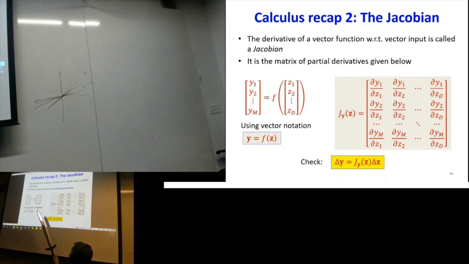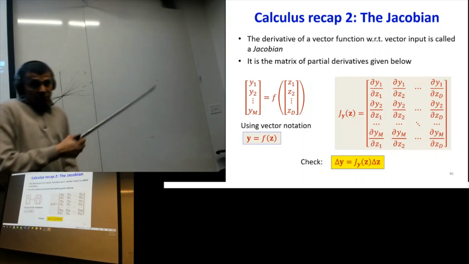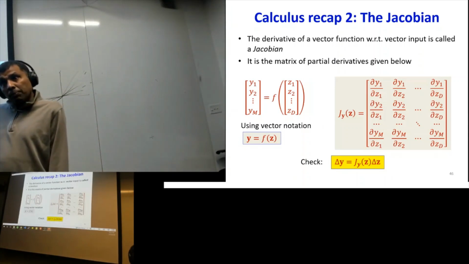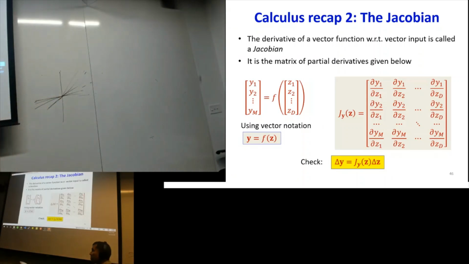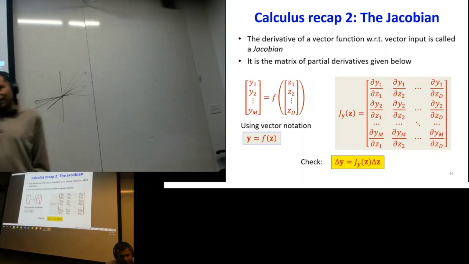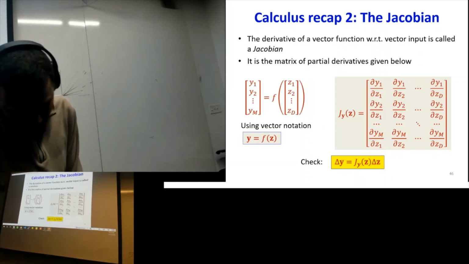What you'll observe is this first row is simply the derivative of y1 with respect to z's. Remember, y1 is itself locally, every component of y is a function of a vector. And so the derivative of a scalar with respect to a vector is going to be a row vector comprising the partial derivatives of that scalar with respect to each of the terms of the vector. So this first row is simply the derivative of y1 with respect to these z's. The second row is simply the derivative of y2 with respect to these z's, and so on. The entire thing is a matrix.